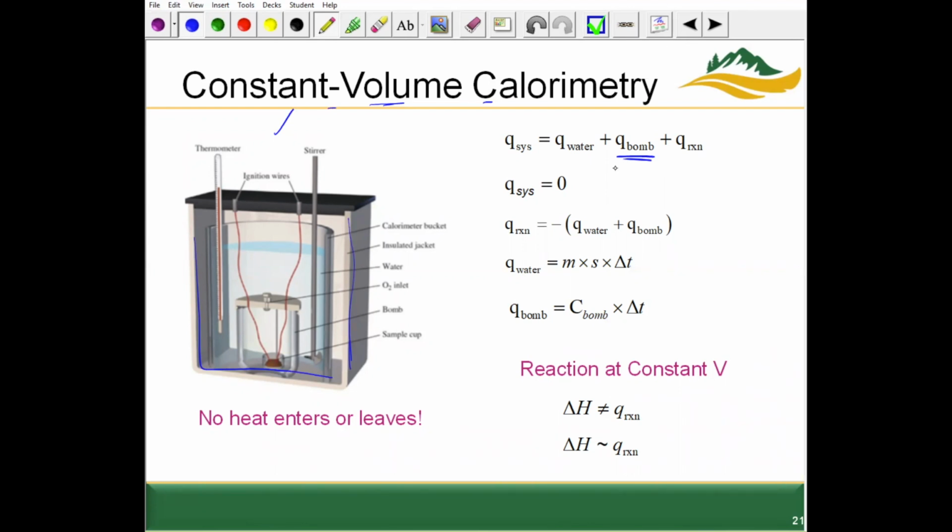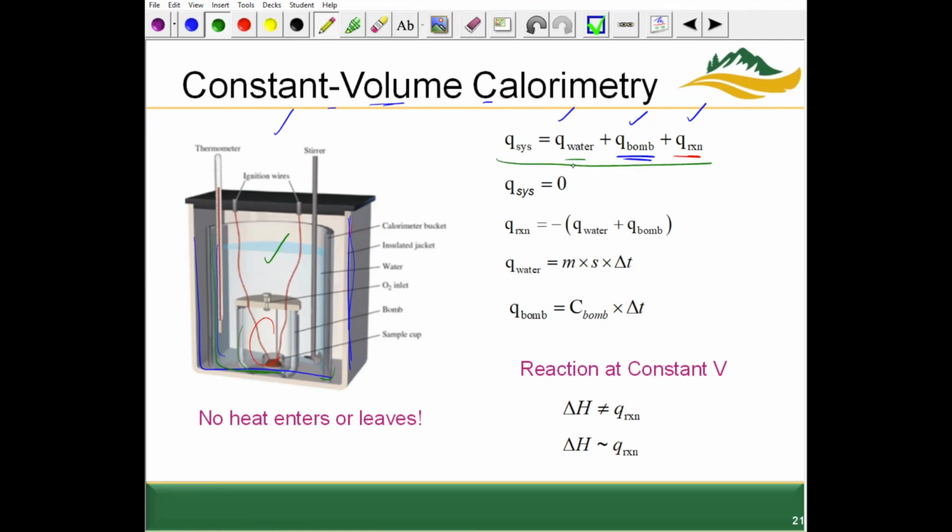So now we're taking into account the reaction itself, the water that the reaction is surrounded by, and now the material of the bomb calorimeter, usually some type of metal. So we're going to consider the reaction taking place, the water that is absorbing some of the heat, and the material of the bomb calorimeter itself.